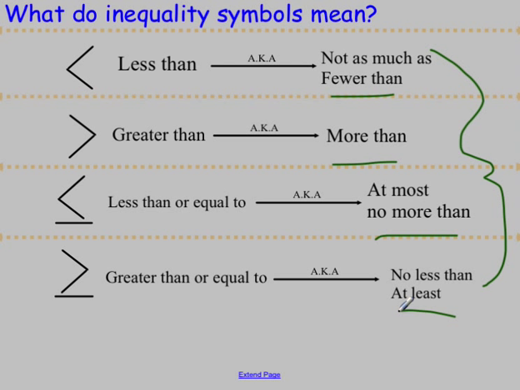And so basically the solid line underneath, that is what represents or equal to. So that means that our letter could be equal to that number. If it doesn't have a line underneath it, that means it can't be equal to the number. It has to be strictly less than or strictly greater than. So let's take a look at some inequalities. Let's take a look at number 5.